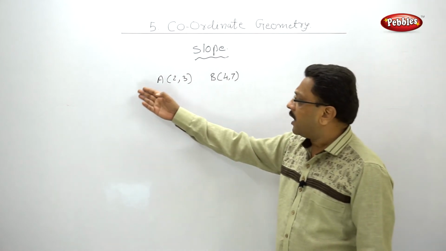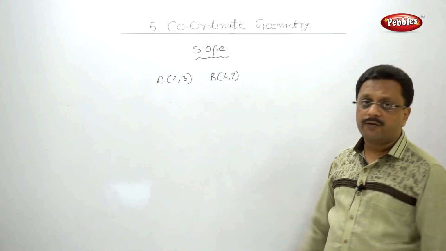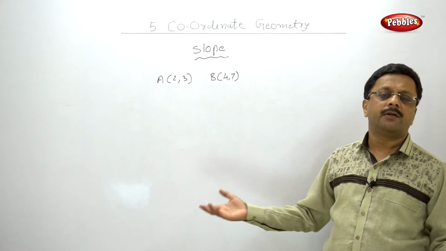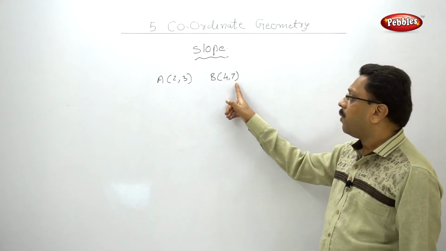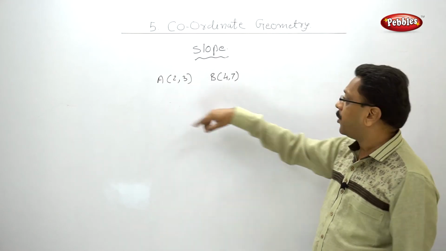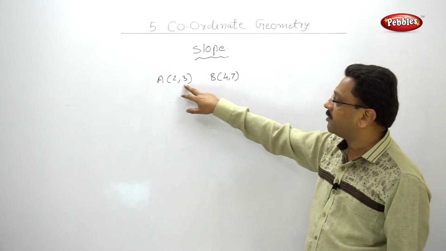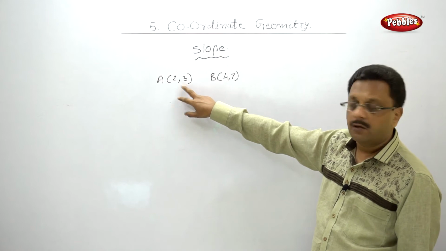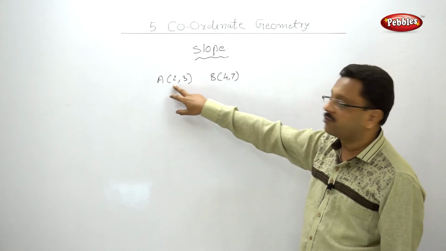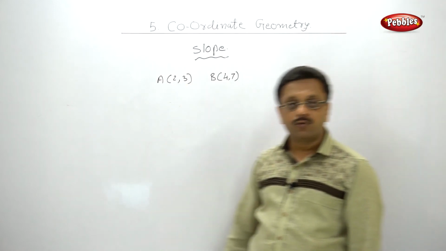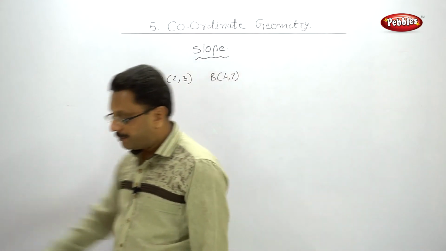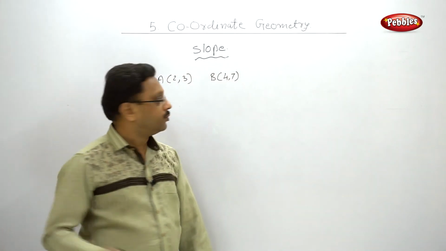So the line is passing through point A and B. How will you find out the slope? Simple. M is equal to Y2 minus Y1 upon X2 minus X1. Y2 minus Y1 is 7 minus 3 is 4 upon X2 minus X1, that is 2. 4 upon 2 is 2. So the slope of this line is 2.